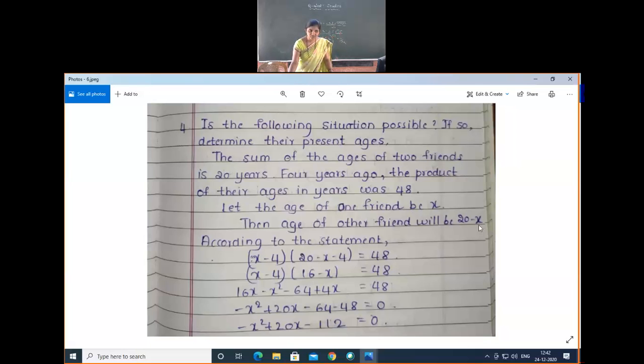Let the age of one friend be x, then the age of the other friend will be 20 minus x. Got the idea of this one? According to the statement, 4 years ago, this friend's age is x minus 4, and the other friend's age is 20 minus x minus 4. The product of their ages is 48. So x minus 4 into 20 minus x minus 4 is equal to 48.